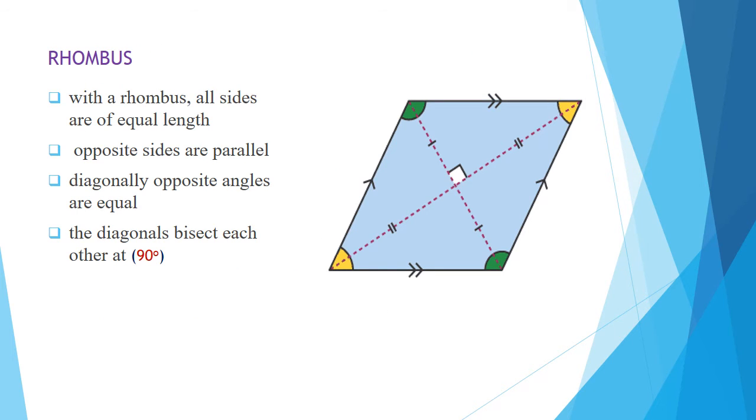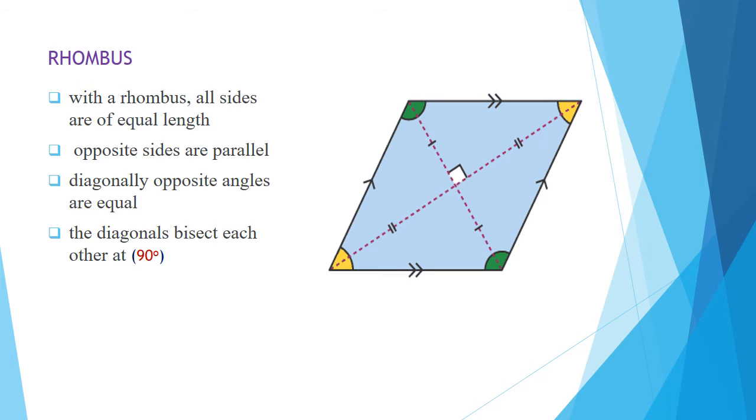Okay, so let's look at the sister of a square, which is the rhombus. A rhombus also has all the sides of equal length. Now also the opposite sides are parallel, so the sides facing each other. The top and bottom are parallel, and the sides are also parallel.